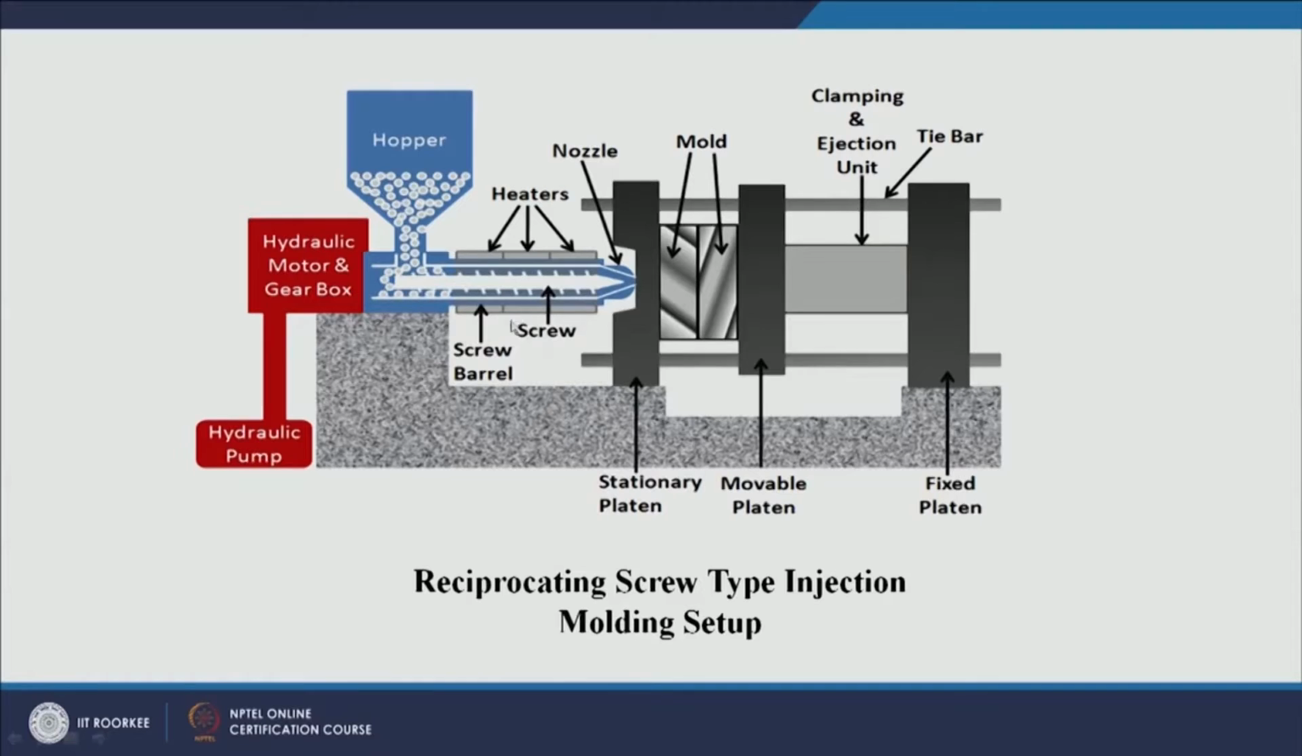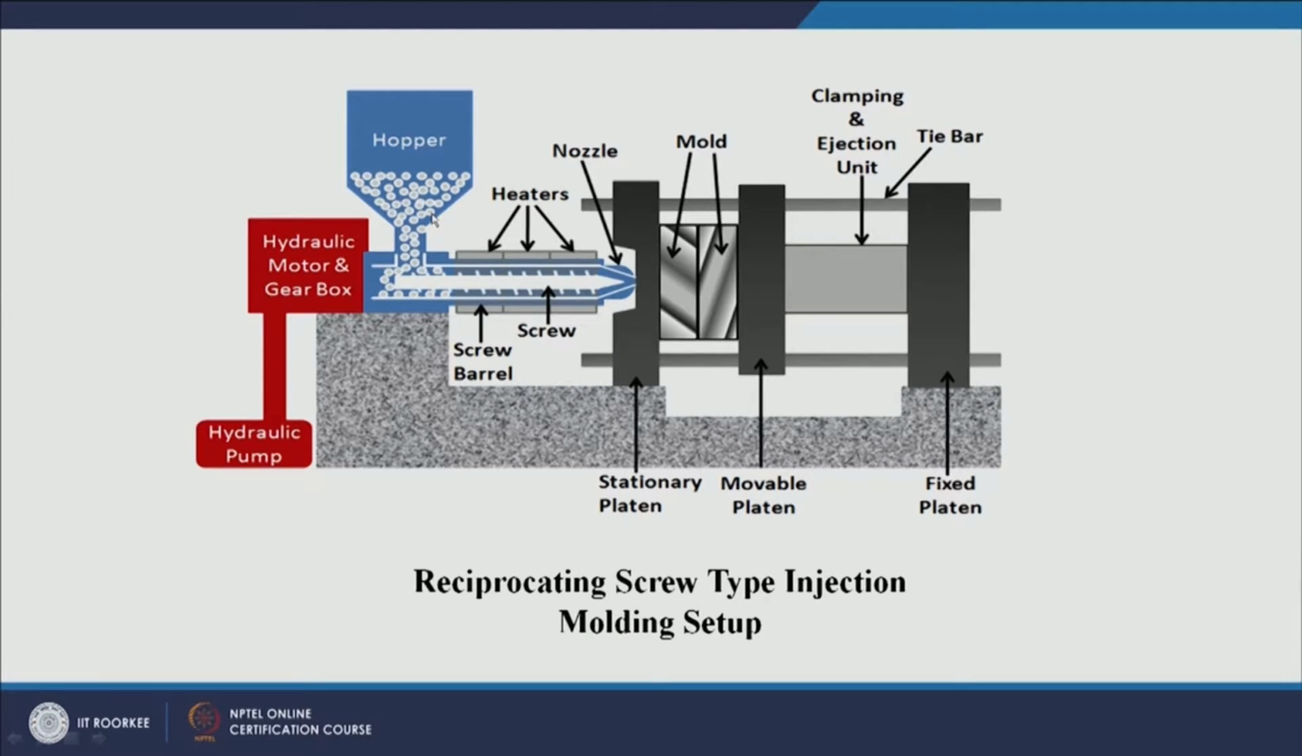So in this case, our injection mechanism is a screw type injection mechanism. So this is a screw inside our barrel. So here is the screw, and the barrel has a heating arrangement. Here we have the heaters which will heat or melt the plastic. The raw material is again coming from the hopper.